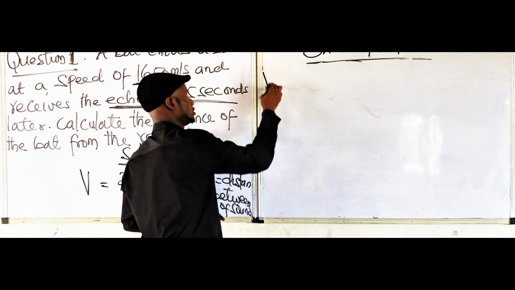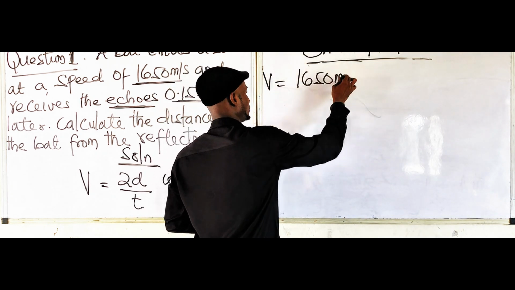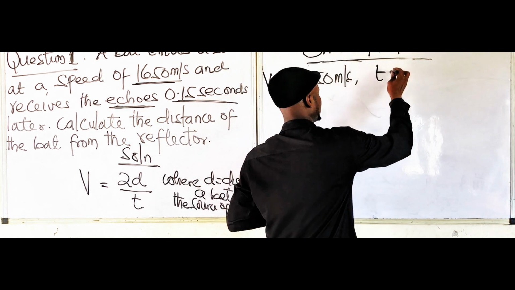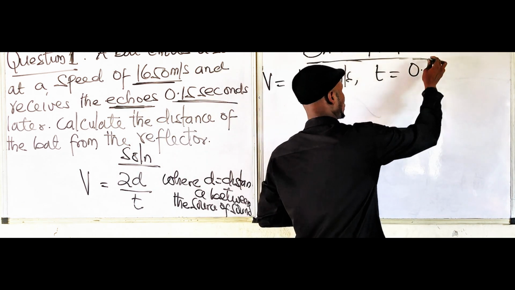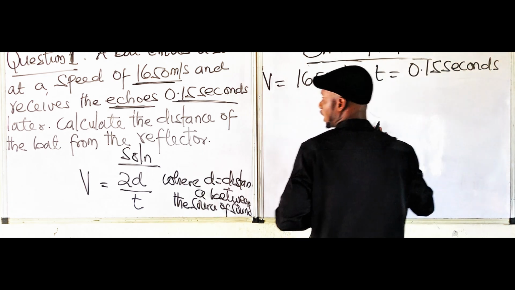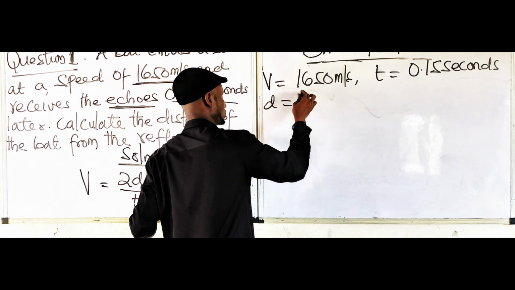Now let's list out the given parameters from the equation. Our V is given to us as 1650 meters per second. The time, T, is said to be 0.15 seconds. And we are asked to find D, the distance, which is not given.